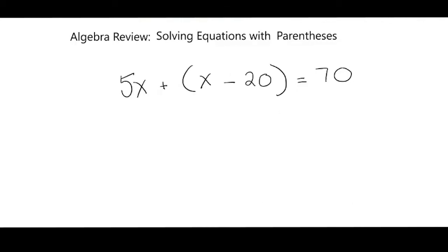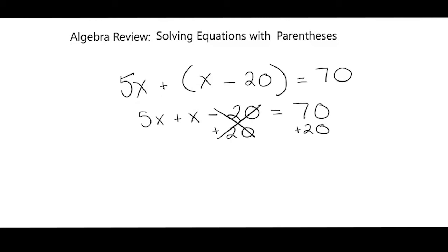So let's say we have 5x plus (x minus 20) equals 70. Well, here I have a plus in front of a parentheses, so that means that I can just take away the parentheses. So now I have 5x plus x minus 20 equals 70. All right, so I'm going to add 20 to both sides. So that'll cancel those, and I'm left with 5x plus x equals 90.